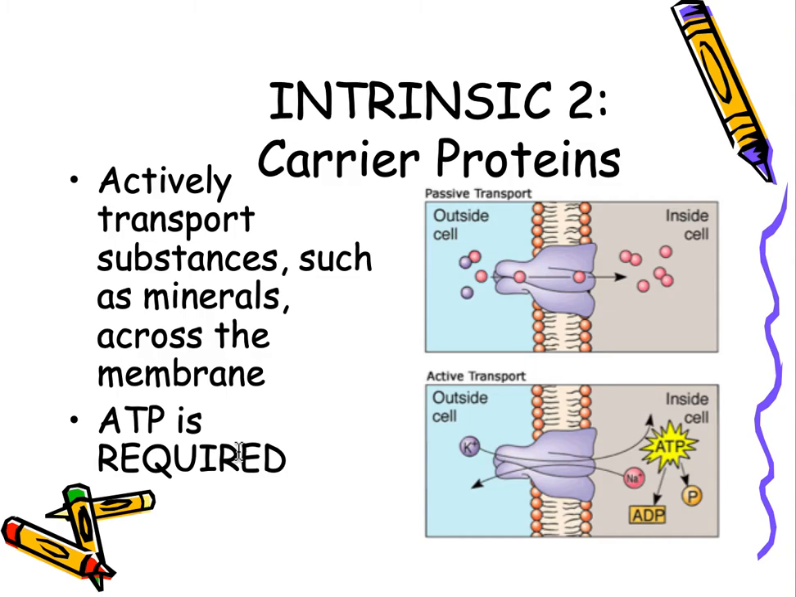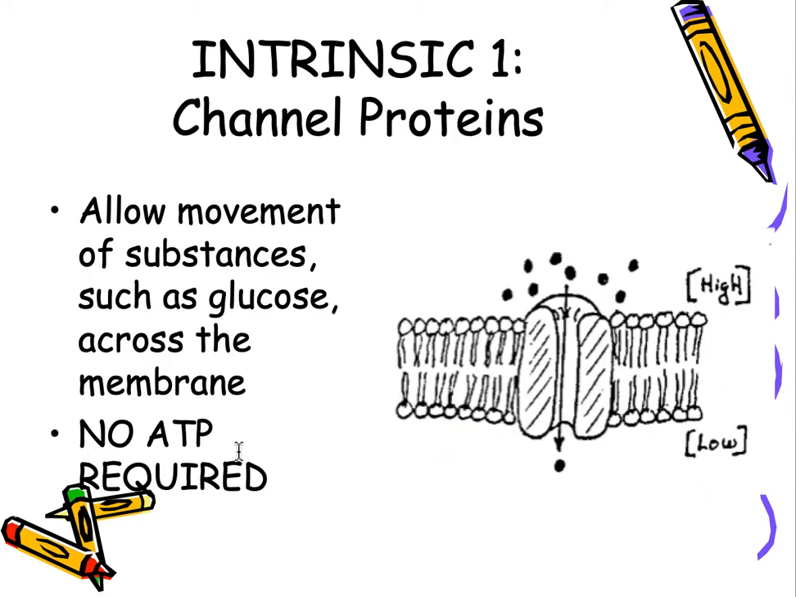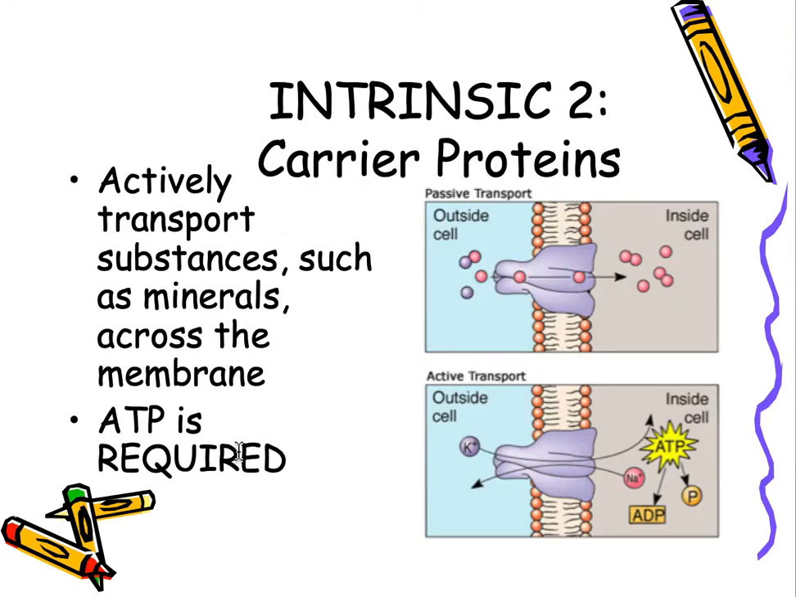Alright, so the first type of intrinsic protein was the channel protein, which doesn't require electricity or energy to run. The second type are called carrier proteins. Now these are like electrical gates. They require energy in the form of ATP to perform their duty of allowing transport of molecules across the cell membrane. So again, they are intrinsic. They start at one end and end at the other end of the cell membrane, and they actively transport substances and minerals across the cell membrane, with the use of ATP or energy.